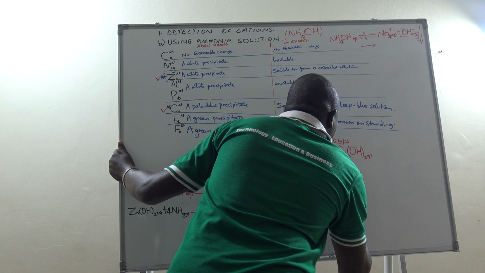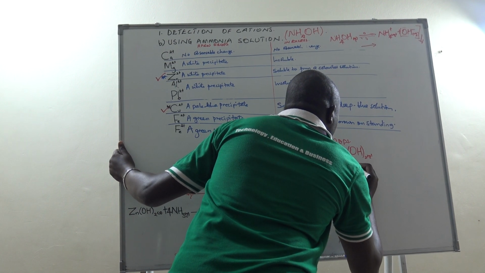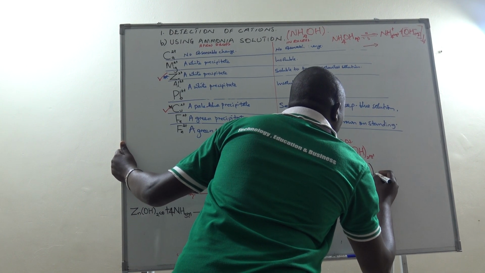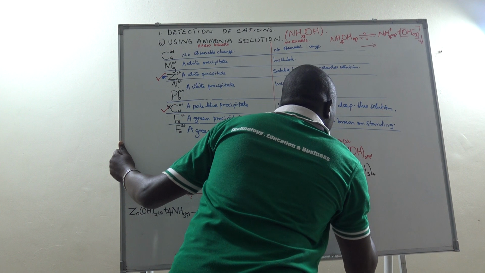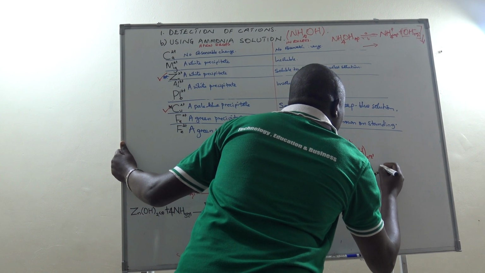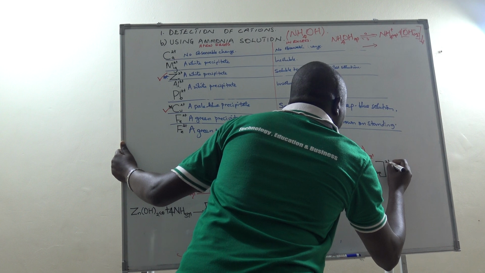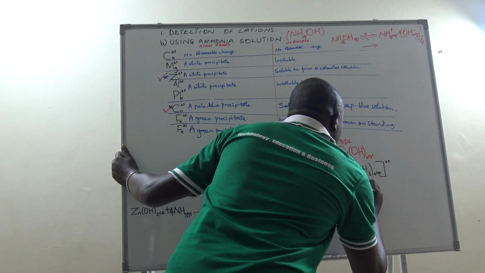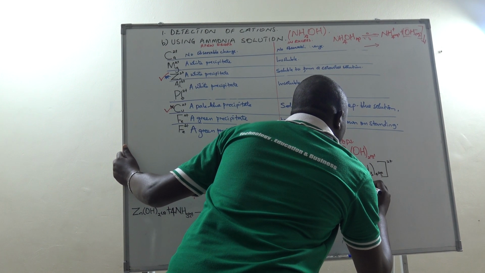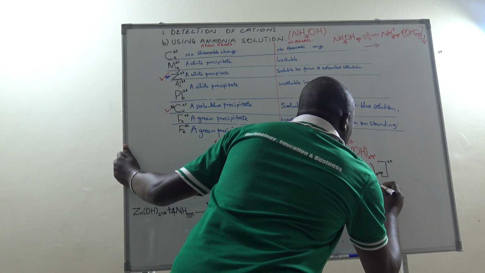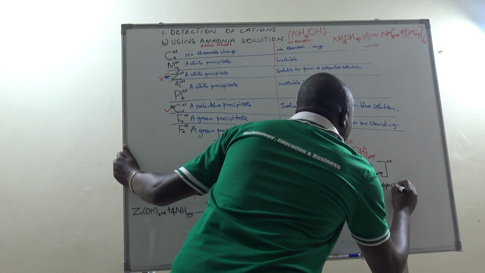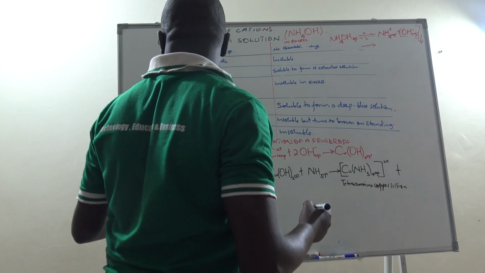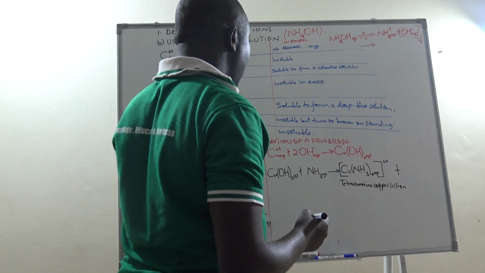and then we are able to get this with 4 here, then we put this one here. This is a solution and there's a 2 plus here. This is what we call tetraamine copper 2 ion.